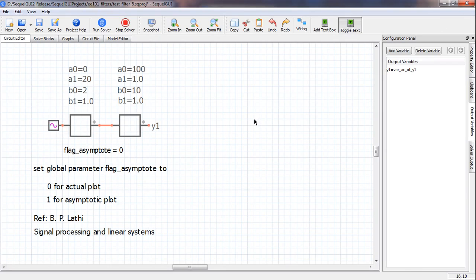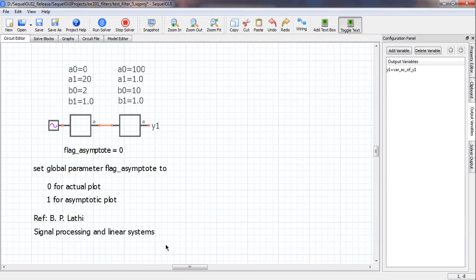All right. Also, there is a flag called flag asymptote. If we want the Bode plots for magnitude or phase, then we set this flag to 1. And if we want the normal plots, that is the exact magnitude or phase, then we set it to 0. And this specific example is taken from this book here, Signal Processing and Linear Systems by Professor Lathi. And there are several other examples which you should look at and maybe work out some of them.